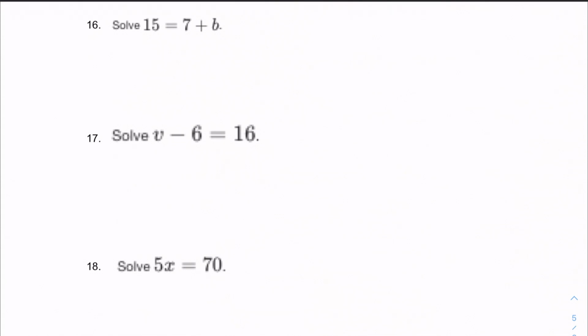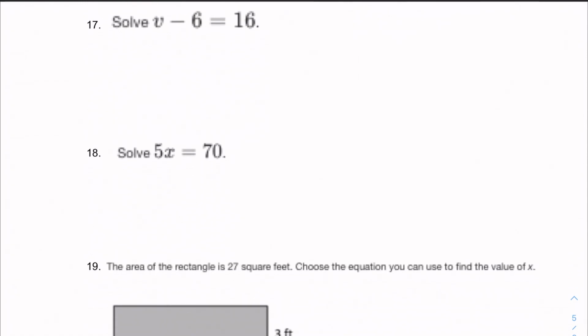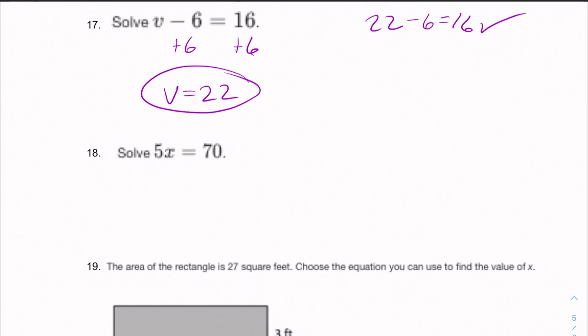Solve 15 equals 7 plus b. All right, inverse operations again. So 7 is being added with b, so I'm going to subtract. Subtract, subtract, so that's 8 equals b. Check my work. 15 equals 7 plus 8. Is that true? Yes, it is. So this is the correct solution. V minus 6 equals 16. So I have a subtraction this time, so I'm going to add 6. So V would equal 22. Now, does that work when I check it? 22 minus 6 equals 16. Is that true? Yes, it is. So this is the correct solution.